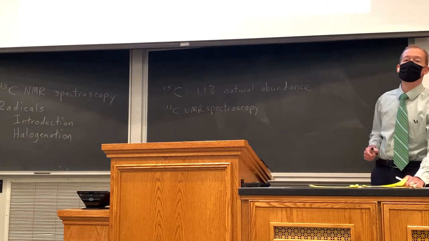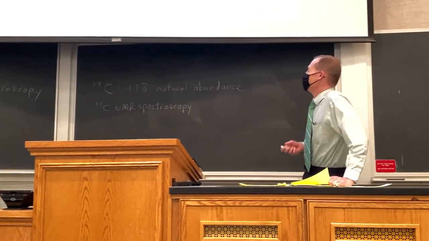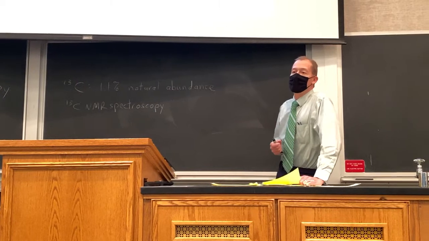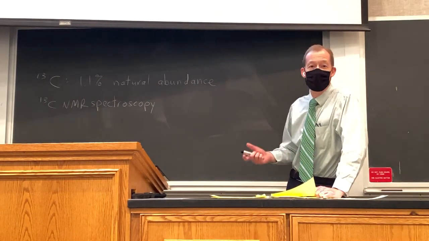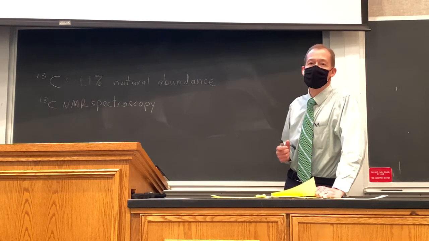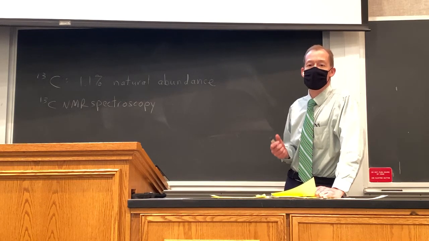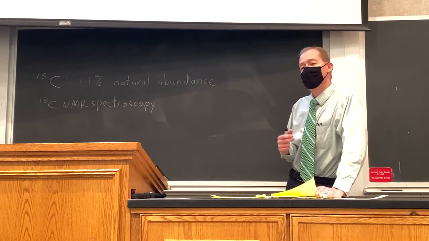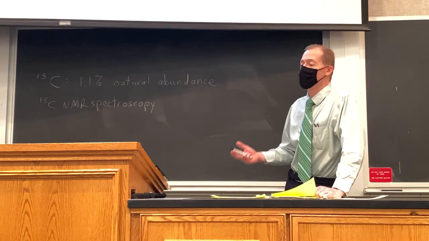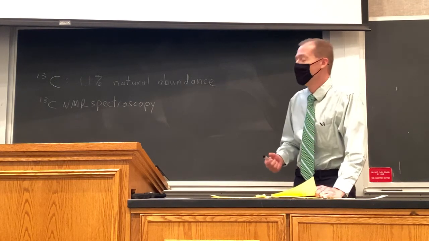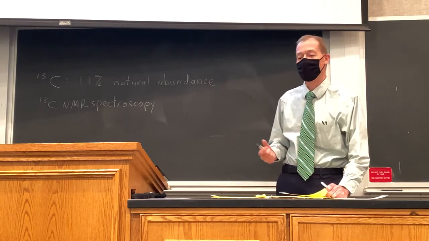There's a big difference, however, between the two techniques. And that comes from the fact that the C13 nucleus is only 1.1% abundant in nature. Most of the carbon atoms we find in nature are carbon 12. Carbon 12 does not have two spin states, and so carbon 12 is not detected using proton NMR spectroscopy, or using C13 NMR. Let me back up a minute. Carbon 12 cannot be detected using NMR spectroscopy.